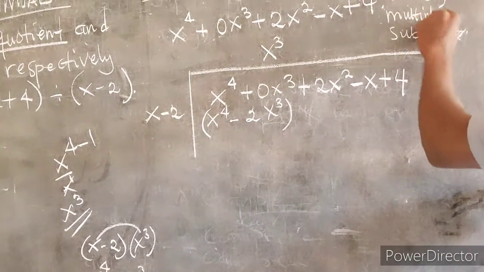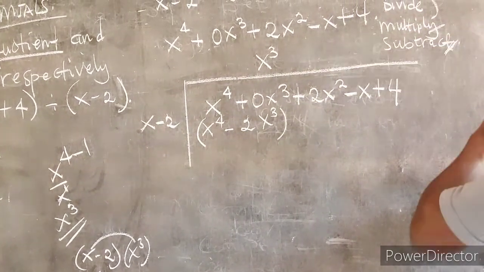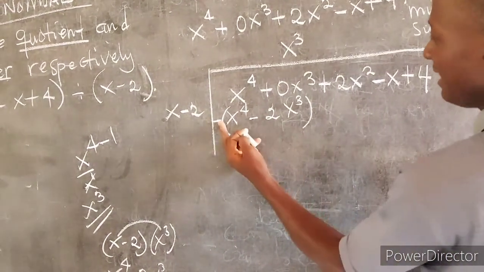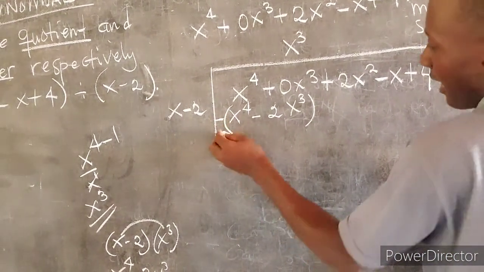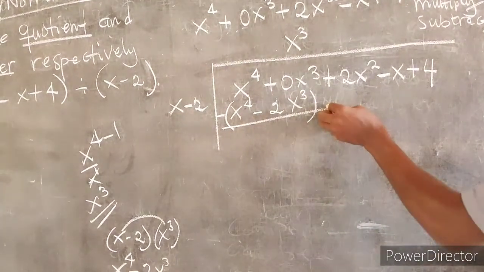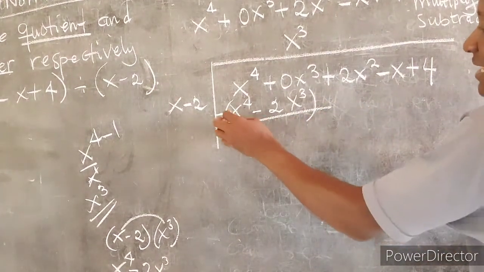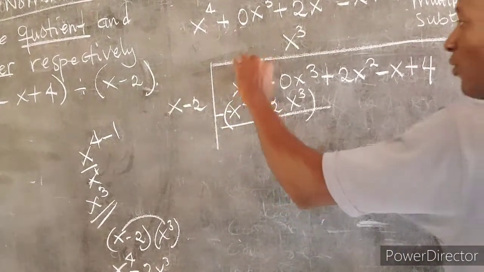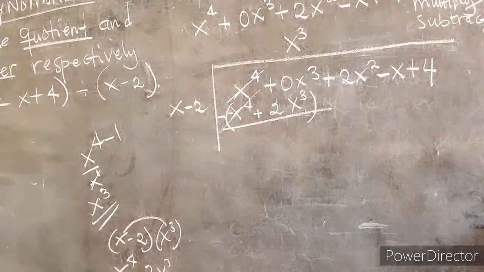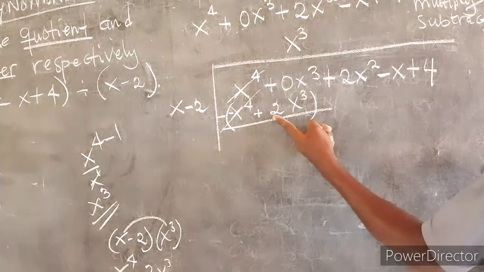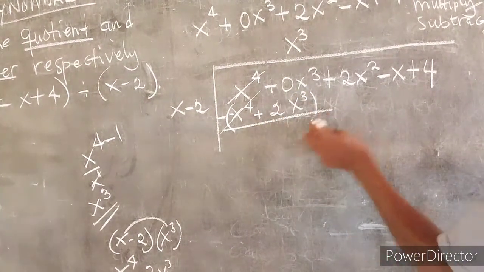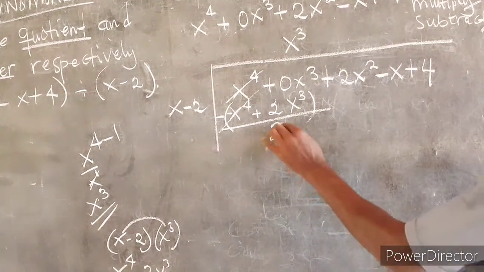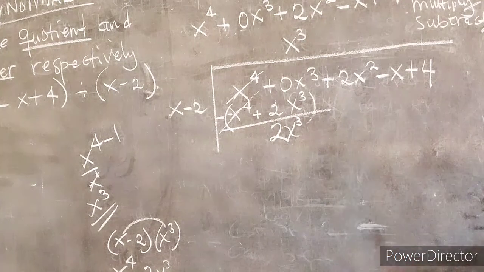Now I'm done with multiplication, so I move to subtraction. I subtract by putting the sign outside, which means this negative will affect everything here. So I draw a line under them. This term changes to negative and this one changes to positive. Therefore, s raised to the power of 4 and s raised to the power of 4 cancel out. 0 plus 2 gives 2, so it becomes 2s cubed.